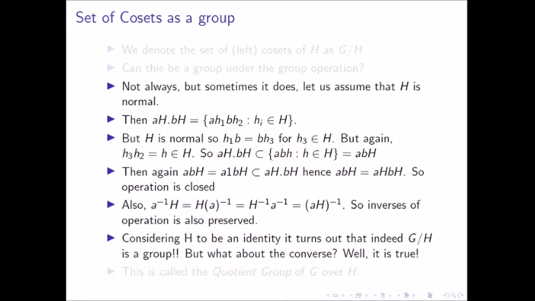Now H can be considered to be an identity. And again you can verify that A inverse H times AH is equal to capital H. So the identity and inverse concepts are again verified. So indeed, if H is normal, it turns out that G by H, the set of cosets, is a group under the same operation. What about the converse? Well, in fact, it is true, but it would require some work, and you can check the appendix which will be posted after this video for the proof of it.